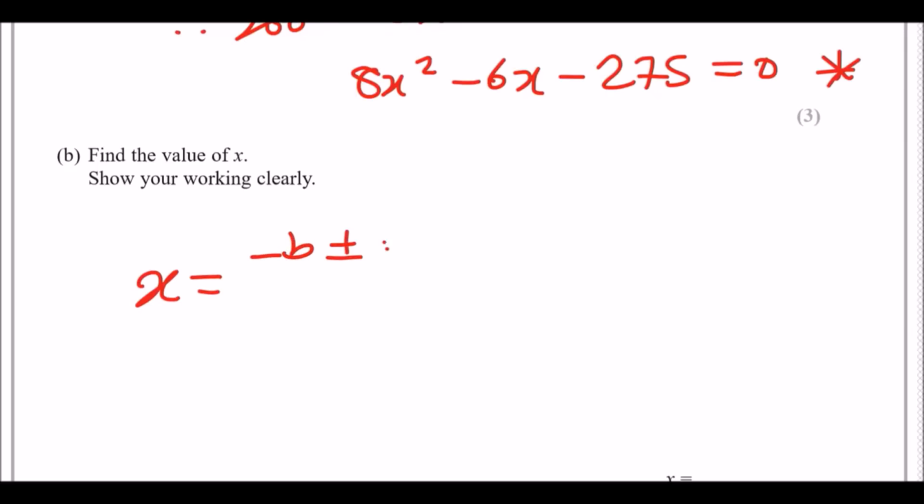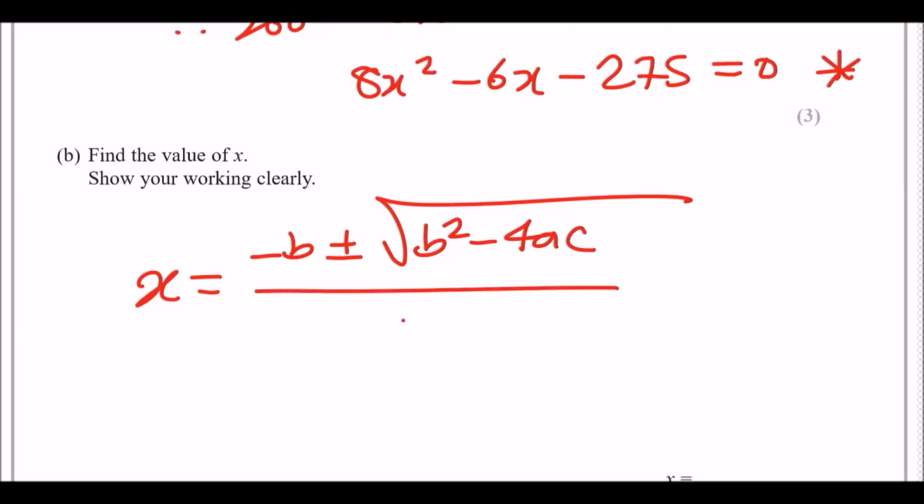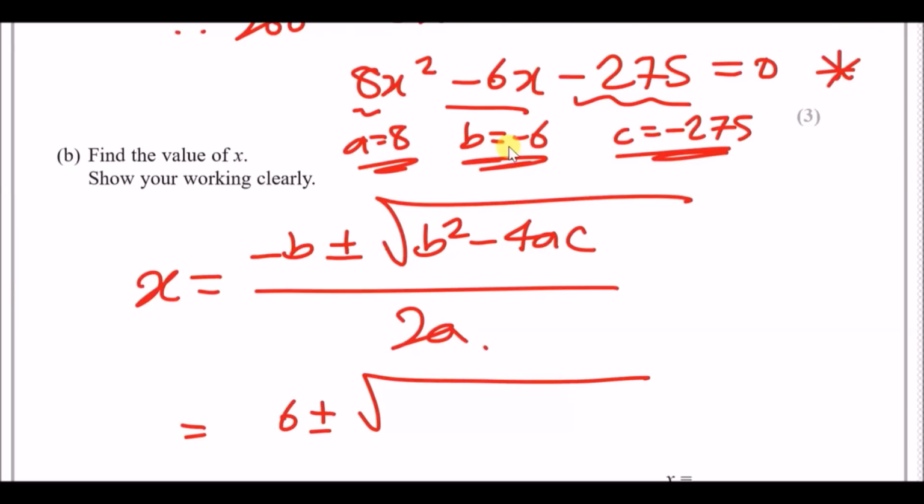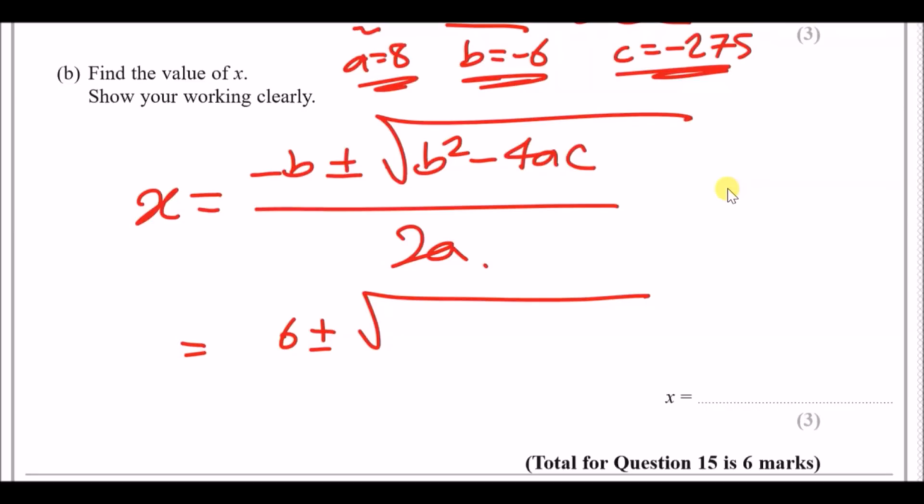x equals minus b plus or minus the square root of b squared minus 4ac, over 2a, where a is the first value here, which is 8, b is the value of minus 6, and c is the value of minus 275. All right, so let's plug it in. So minus b ends up becoming plus 6, plus or minus the square root of, now b squared, so minus 6 squared is literally just positive 36, minus 4 times 8 times minus 275.